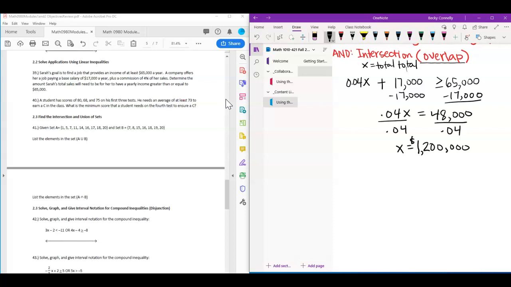So, wow, that's a lot to sell, but maybe she's selling some high-ticket items, and she'll get there. Like real estate, where they make good commission. It could be something like that. Okay, so that would be your answer there. So she'd have to sell at least, well, I should have really kept this as a greater than or equal to symbol all the way down. So she needs to sell at least $1,200,000.